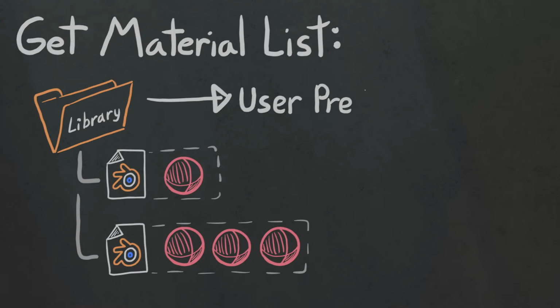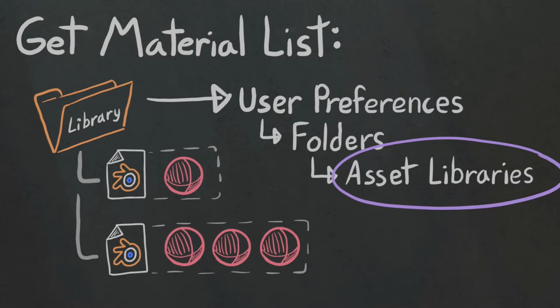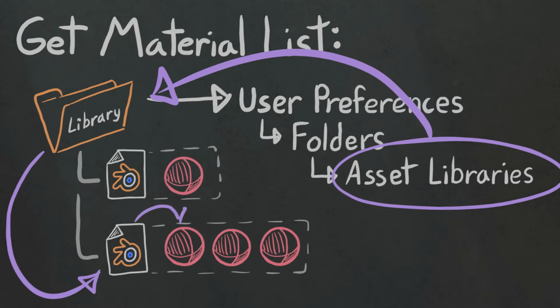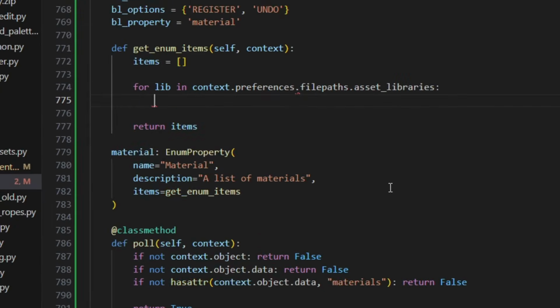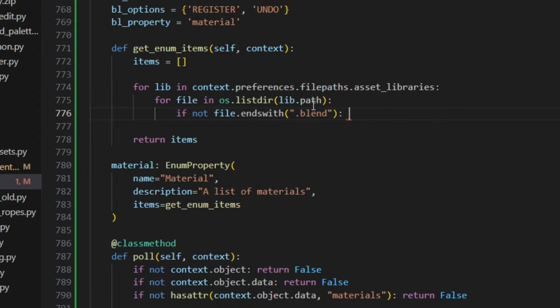What does exist is a list of all of the asset library folders that are in our user preferences, so we'll have to use that as our starting point and then work backwards from the asset library folders to the blend files to the materials in the blend files. So to implement that, I get the asset libraries from the user preferences and loop over all of them. Then I list all of the files that are in each of those folders and discard any of the files that are not blend files.